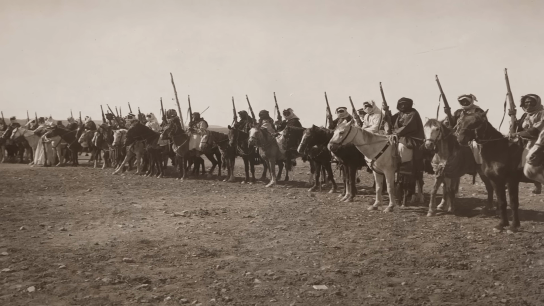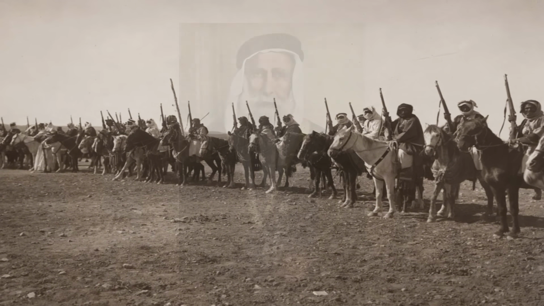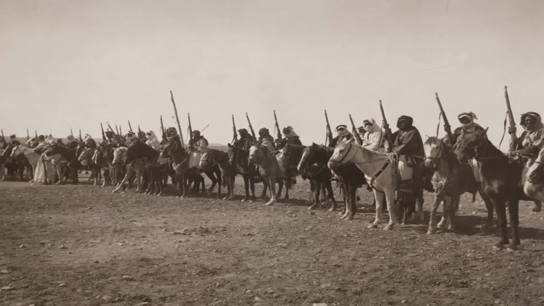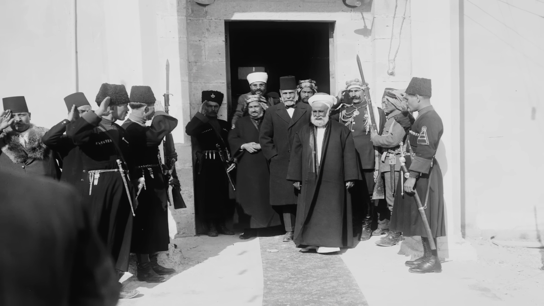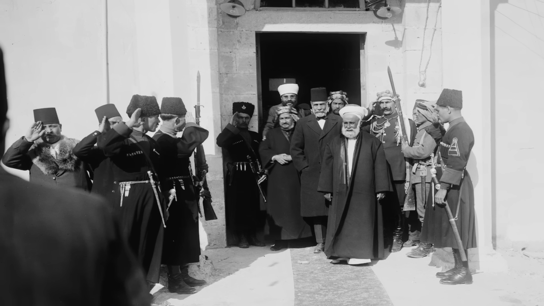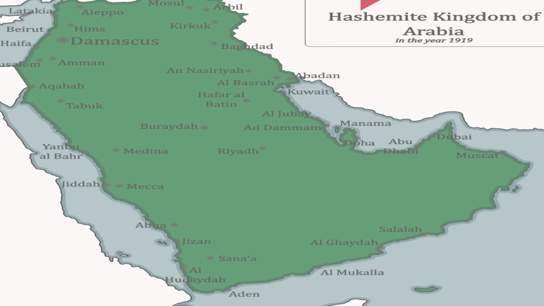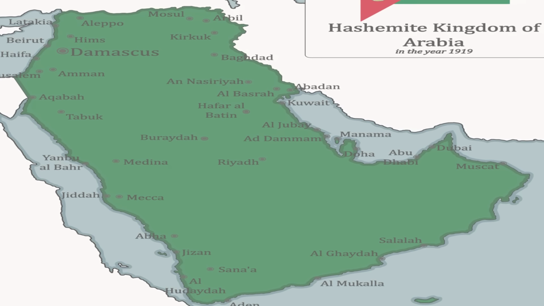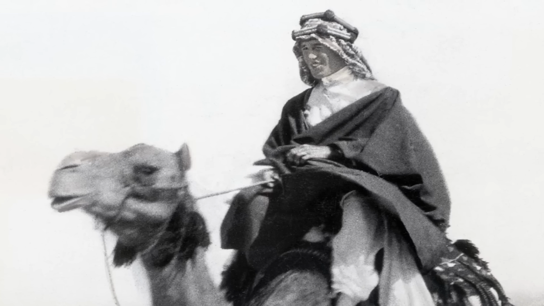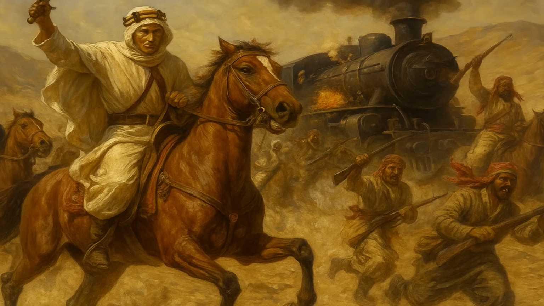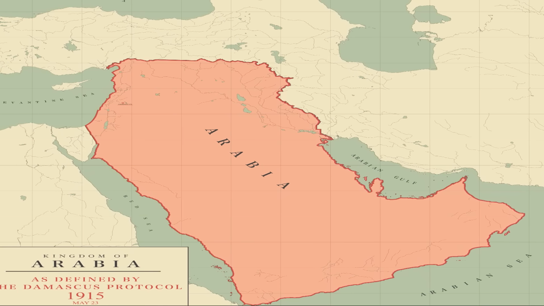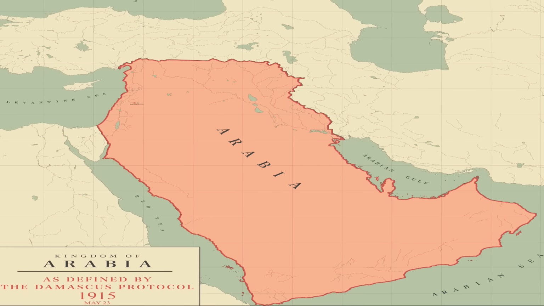Enter the Arabs. Many Arab leaders, particularly Sharif Hussein of Mecca, had long chafed under Ottoman rule. The British saw an opportunity. In a series of secret letters between 1915 and 1916, known as the McMahon-Hussein Correspondence, the British promised Hussein an independent Arab kingdom if he led a revolt against the Ottomans. Arab fighters, including the now iconic Lawrence of Arabia, joined the effort. They blew up trains, attacked supply lines, and fought a guerrilla war alongside British forces, all the while believing that after the war they would rule themselves. But there was a problem.